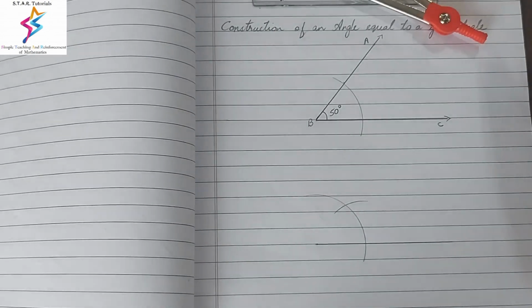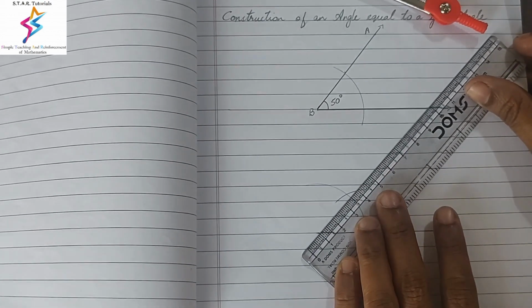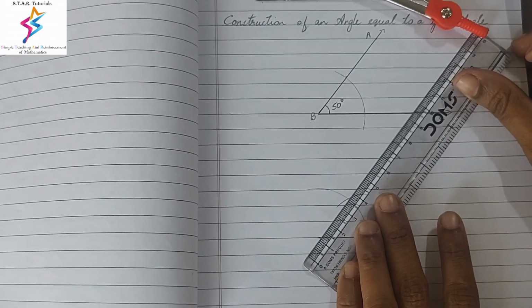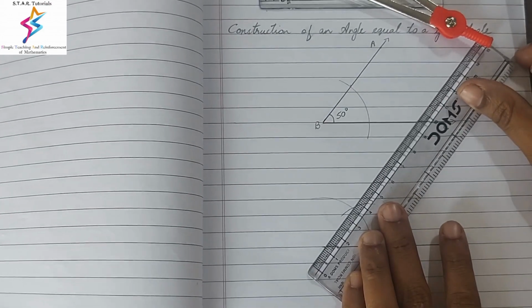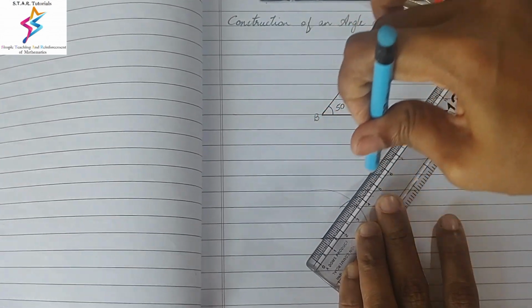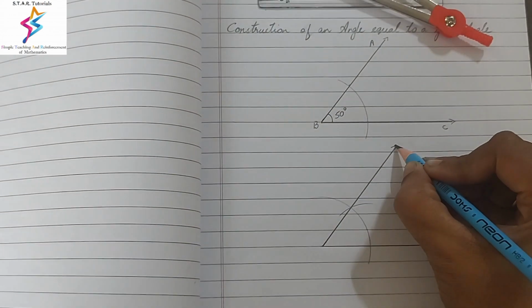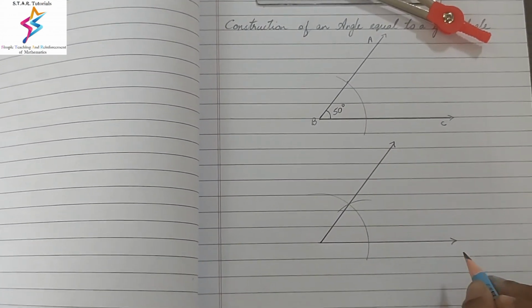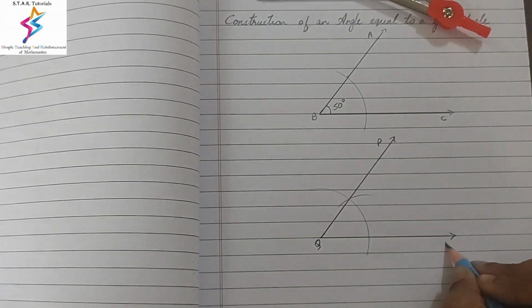What do we have to do? We have to draw a line segment. This is actually going to be the second arm of our angle, from here to here. This is my second arm. I can call this angle as P, Q, R.